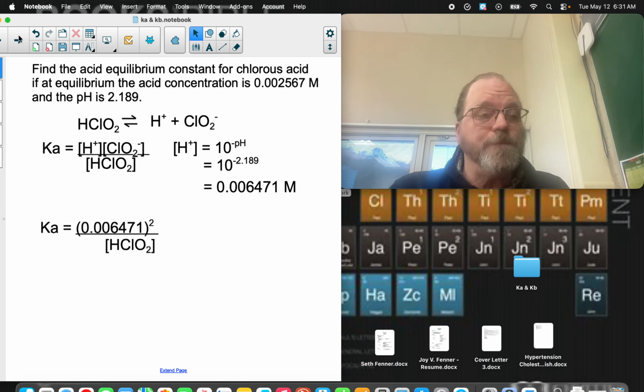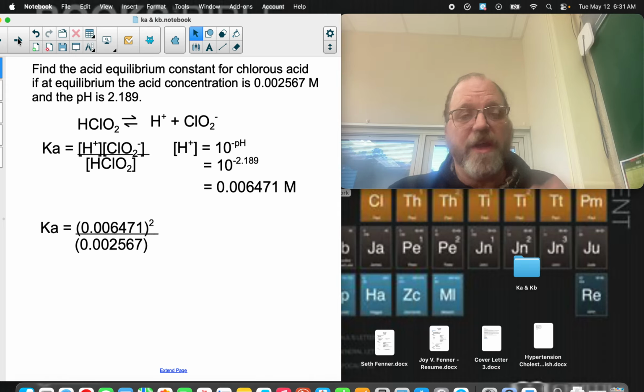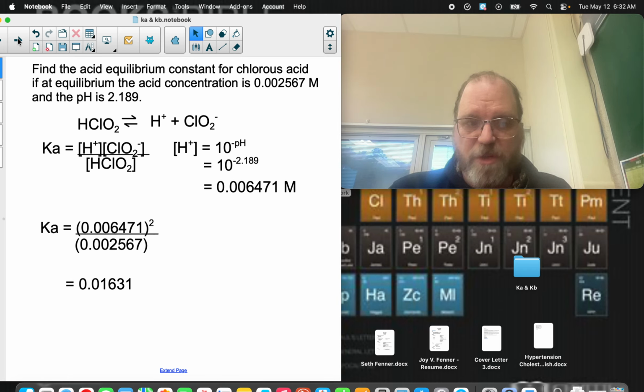From the problem, we see the concentration of the acid is 0.002567. So if we take our calculator, 0.006471 squared divided by 0.002567, we get a Ka value of 0.01631. So it's reactant favoring, we have fewer products. All right, straightforward, shouldn't be too bad.